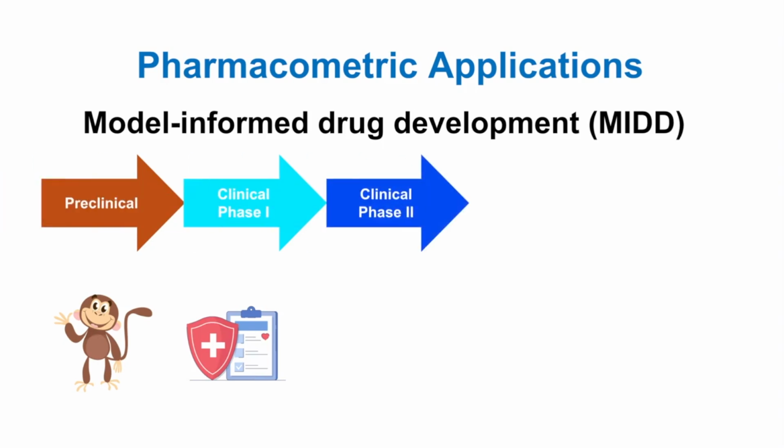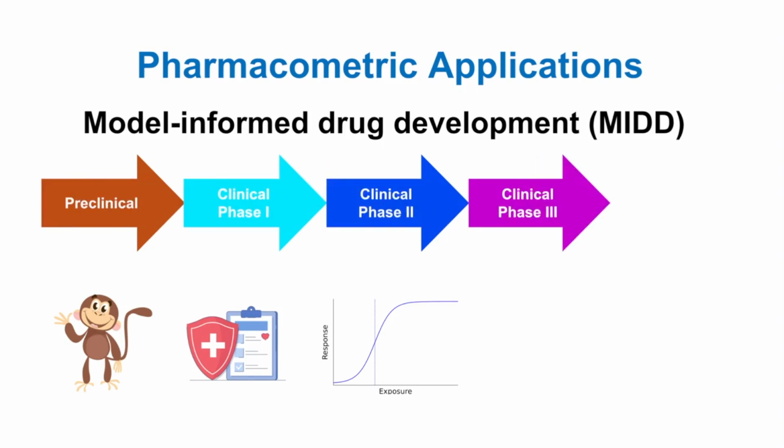We then move to phase 2 clinical development, where the focus shifts toward evaluating efficacy while continuing to assess safety in patients. Here, pharmacometric approaches such as exposure response modeling, dose response analysis, and clinical trial simulation can help identify optimal dosing strategies and guide the design of phase 3 studies.